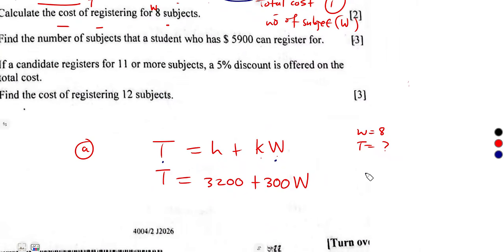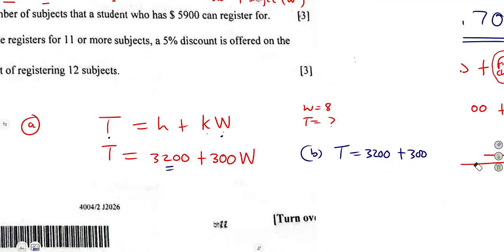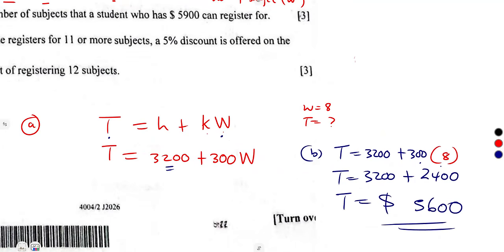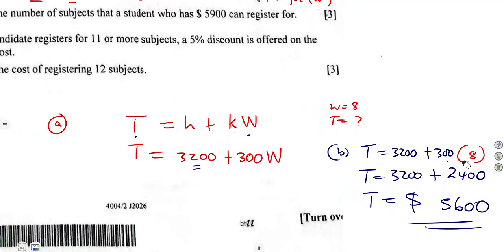So for B, given that W is 8, T is equal to 3,200 plus 300 times what? W, which is 8, the number of subjects that we are given. So that is going to give us the value of T: 3,200 plus 2,400. So add 3,200 plus 2,400. That is going to give us 5,600. So that was the total cost. All right, so that was part B.